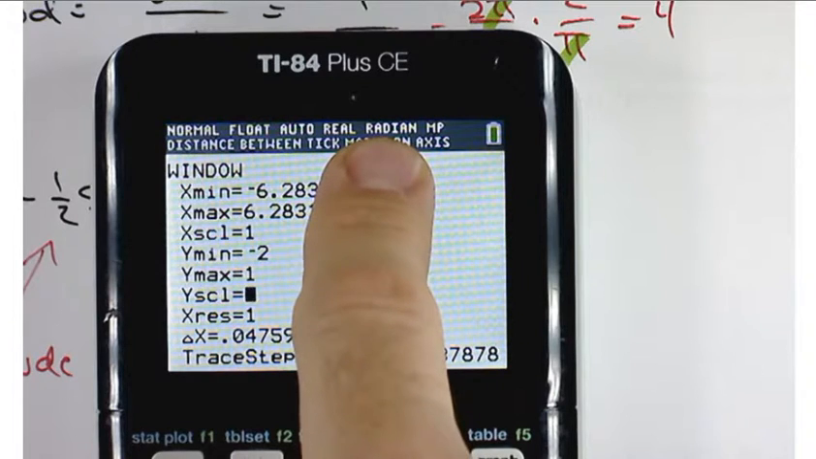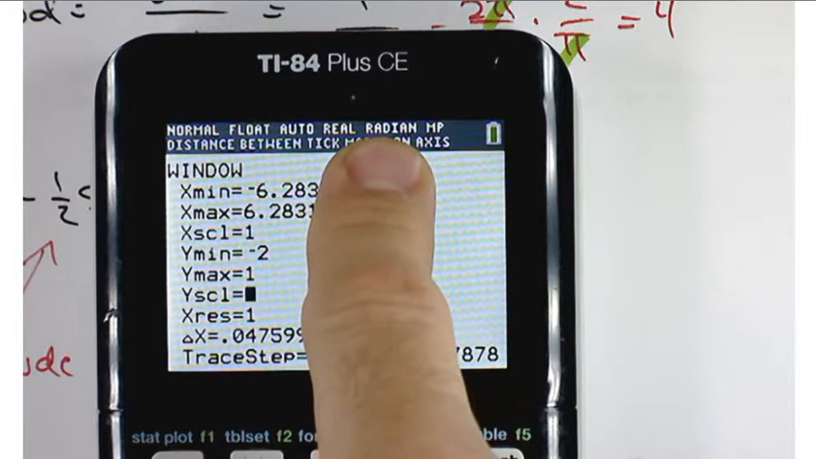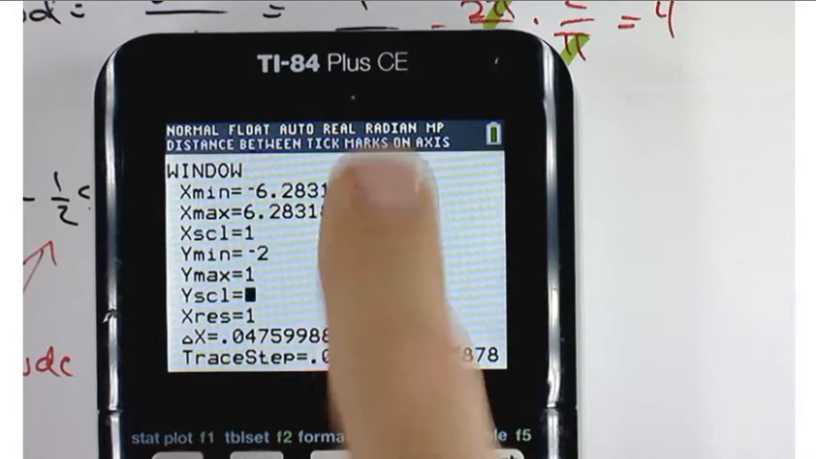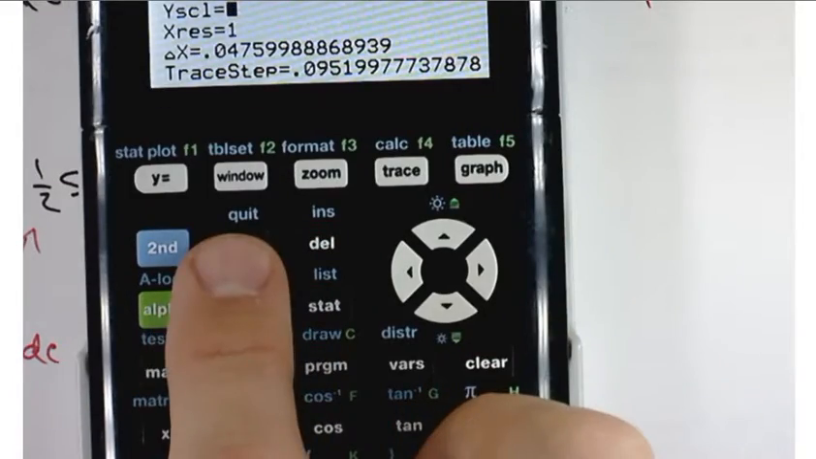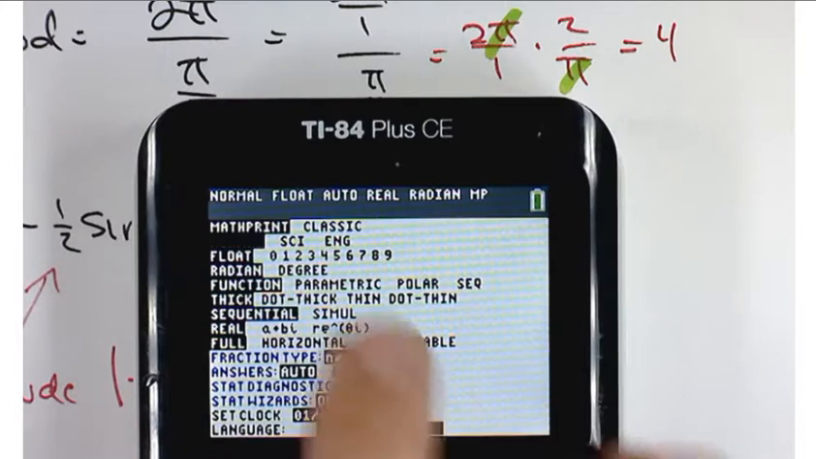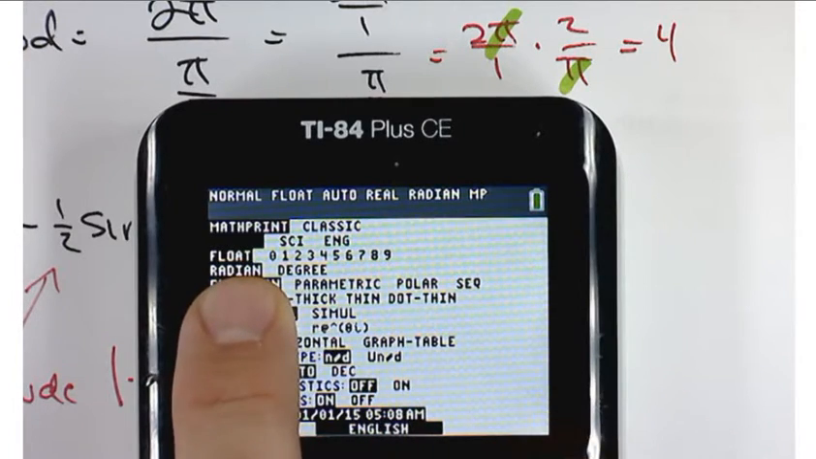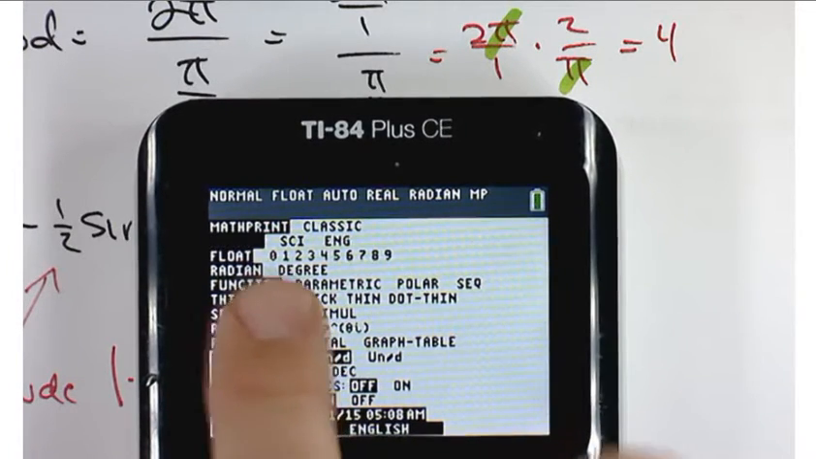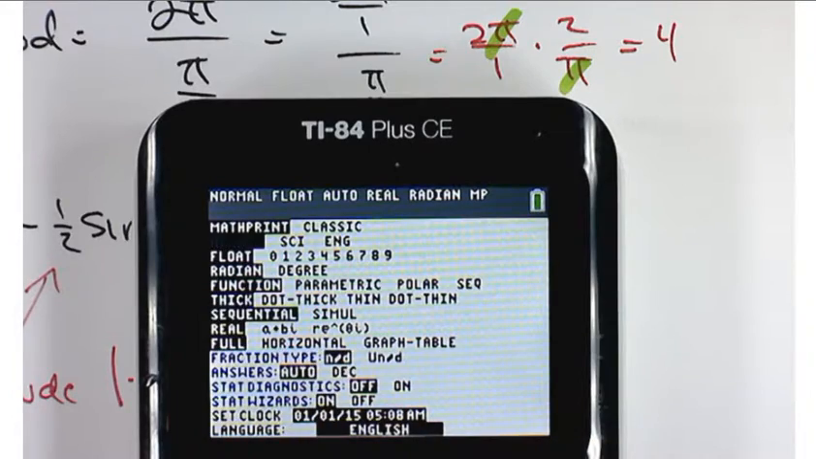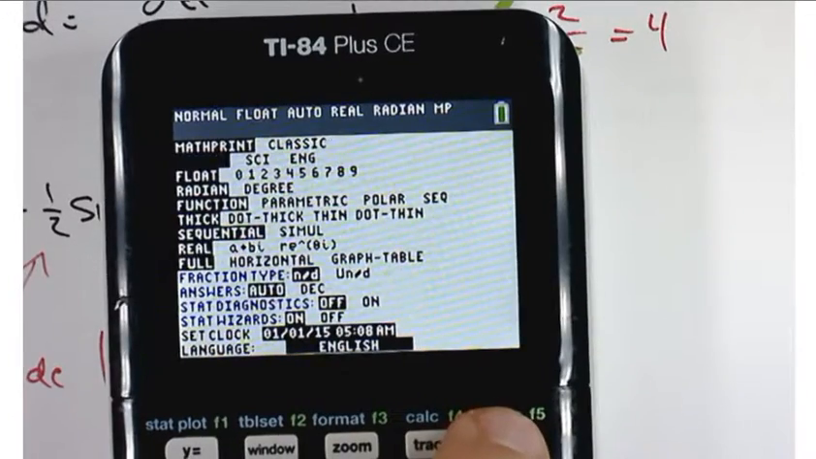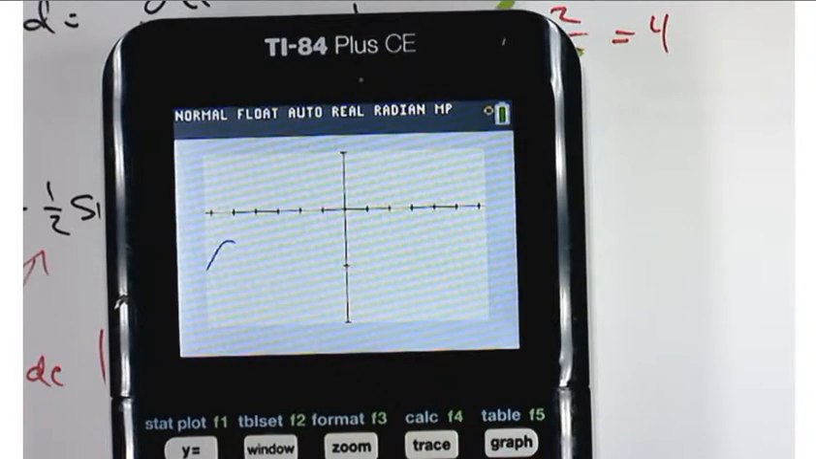Make sure your calculator is in radians, not degrees. If it's in degrees, hit the mode key, and then go down to this line and change it. So put the cursor on radians, press enter. When your setup is correct, press the graph key. Yay. There's our graph.